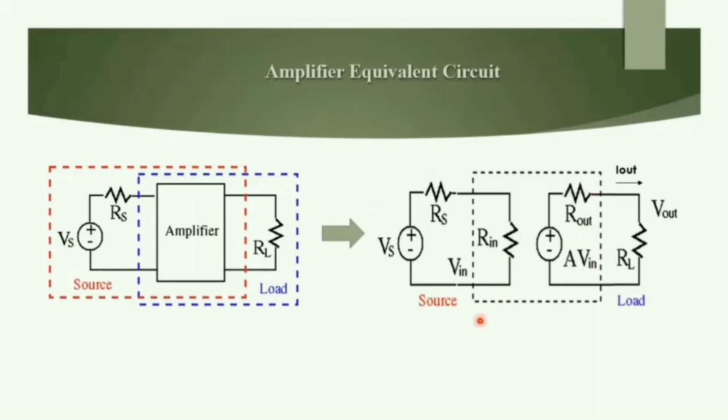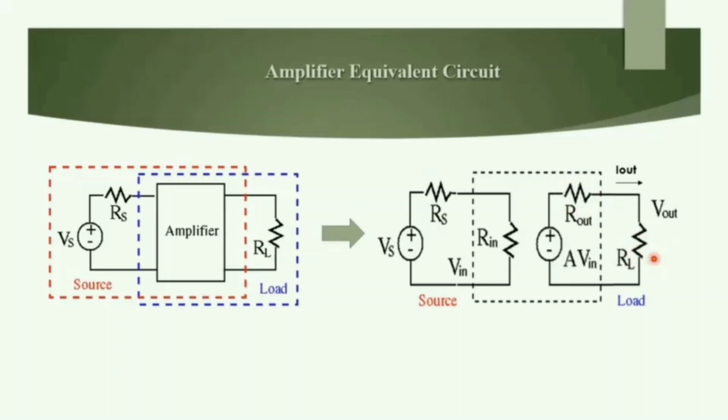As our motive of building an amplifier circuit is to increase the output voltage. Now looking at the equivalent circuit, we can write the output voltage equation using Kirchhoff's voltage law. As this is a closed path, if we consider this as applied voltage, then there will be two voltage drops occurring here, one across Rout and one across RL.